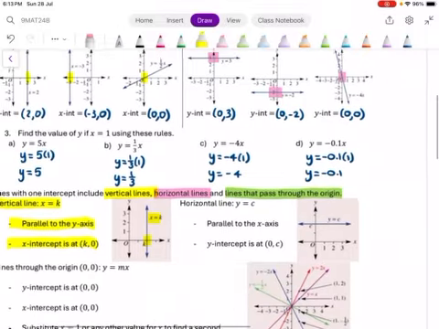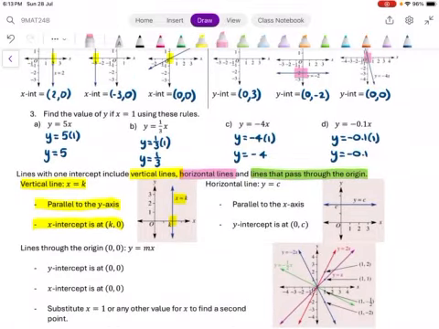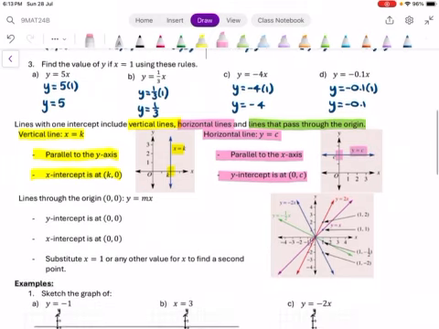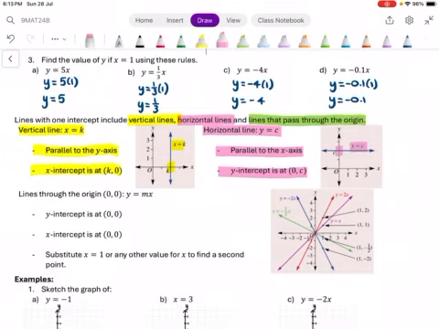For our horizontal lines, we have them in the form y equals c. This means that they are parallel to the x-axis, and our y-intercept is at (0, c), meaning that for every x value, the y value is equal to c. For our lines through the origin, (0, 0), the form is y equals mx. This means that our y-intercept is at (0, 0), and our x-intercept is at (0, 0).